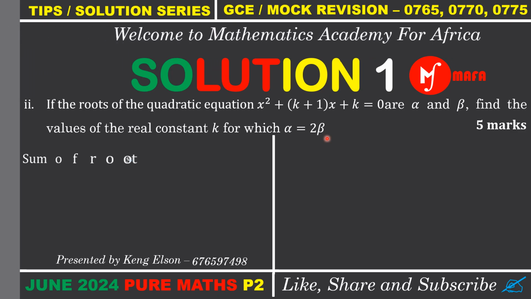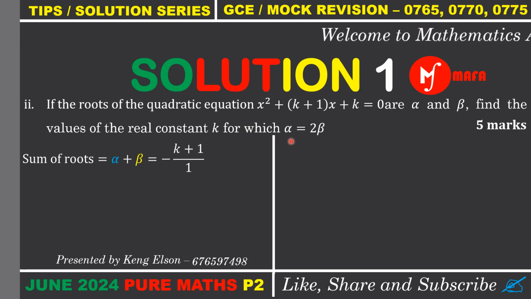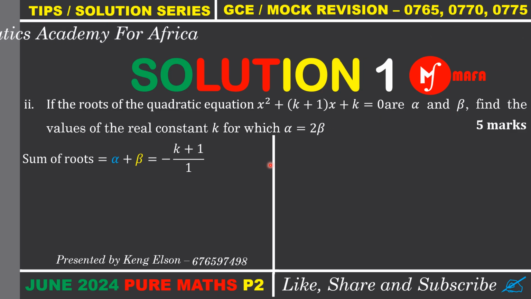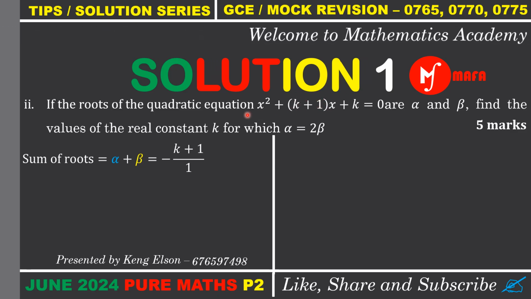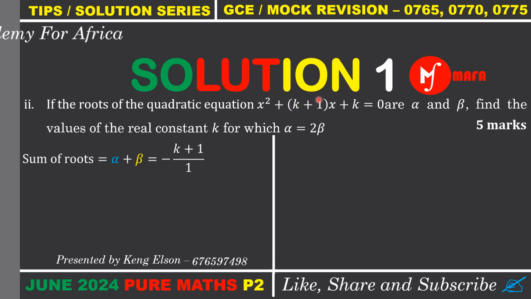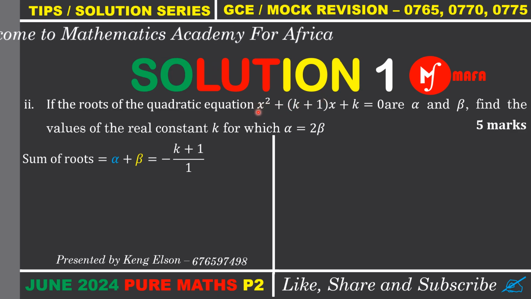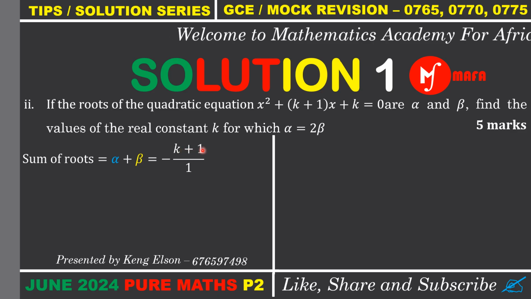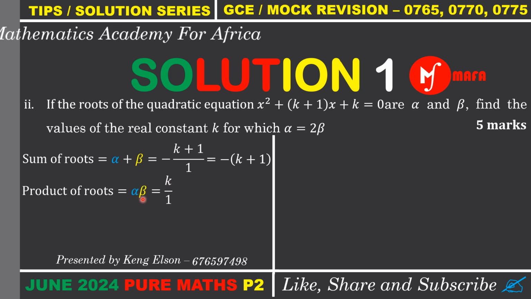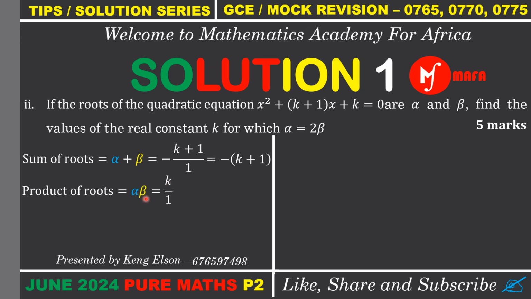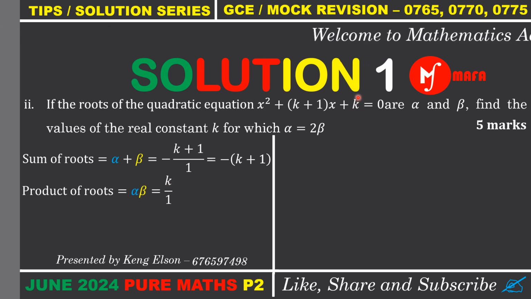So the sum of roots is alpha plus beta, because alpha and beta are the roots. Now basically we know that sum of roots is negative b divided by a. Your b is the coefficient of x and your a is the coefficient of x squared. So negative b becomes negative into k plus 1, then your a becomes 1. So we have negative into k plus 1 divided by 1, which is just negative into k plus 1. Now we need to get the product of roots, which is alpha times beta, because alpha and beta are the roots. So the product of roots is generally c over a.